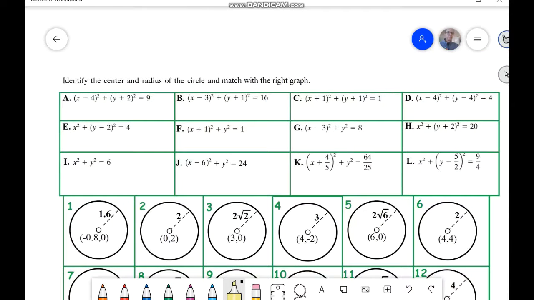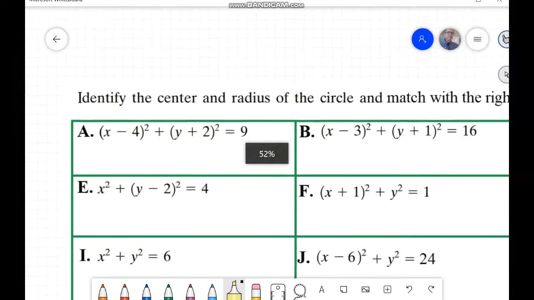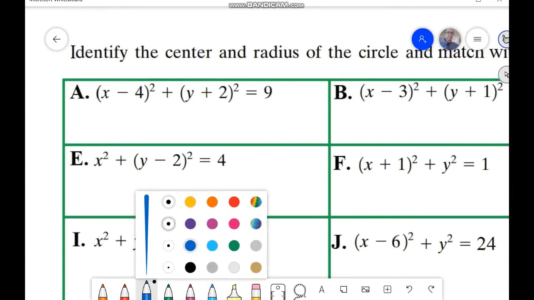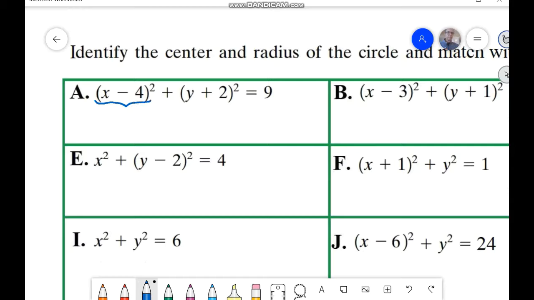Identify the center and radius of the circle and match with the right graph. So let's work on letter A. First, we need to identify the center of the circle. We need to find x. The x coordinate of the center is the number that makes x minus 4 squared equal to 0. What is the number that makes x minus 4 squared equal to 0? X equals what number? X equals 4, right? 4 minus 4, 0. What is the number that makes y plus 2 squared equal to 0?